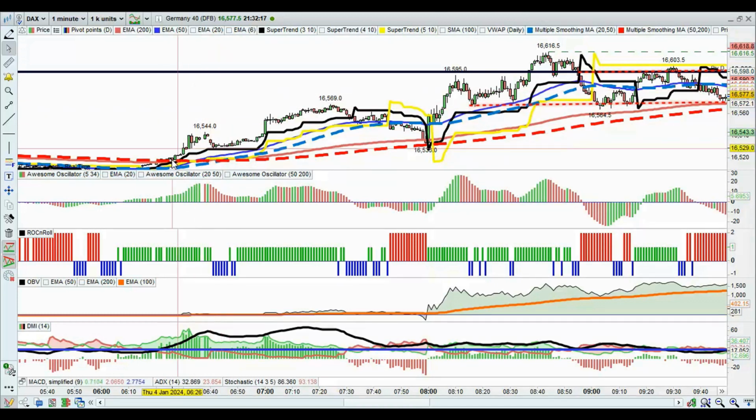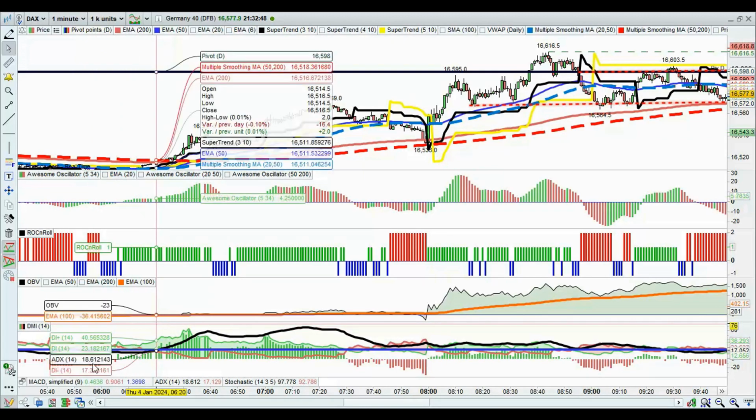Now what we can see here is these 1 minute candles. If you've seen previous video, we've got the same indicators on here, the super trends, the 50-200 smoothing average, it's a 200 EMA there as well, and then the other usual indicators in the strategy, the awesome oscillator, rock and roll, on balance volume, and the directional movement indicator.